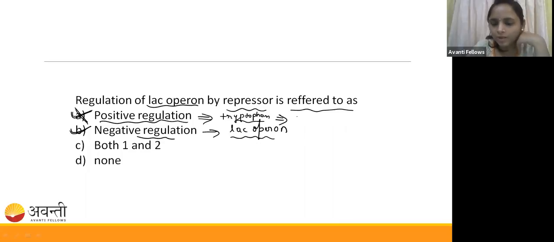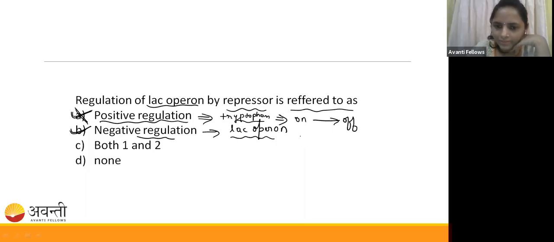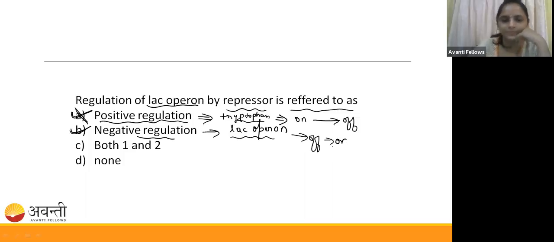So in the tryptophan operon, what will happen? It is always on, and it is going to be off. In the lac operon, it is off, and it is going to be on. Okay. So option C is also wrong and option D is also wrong.